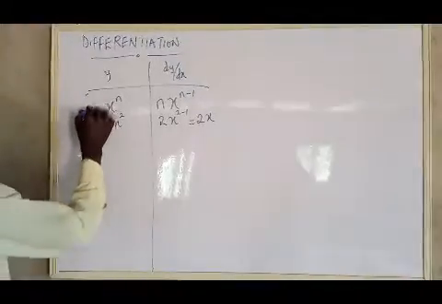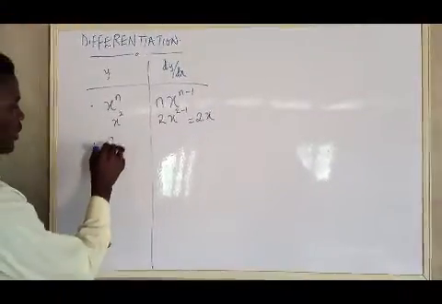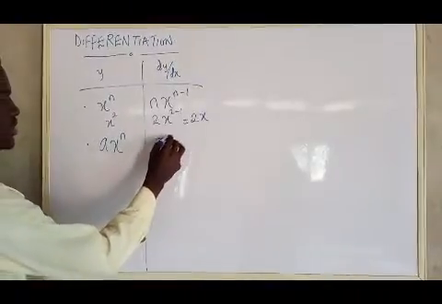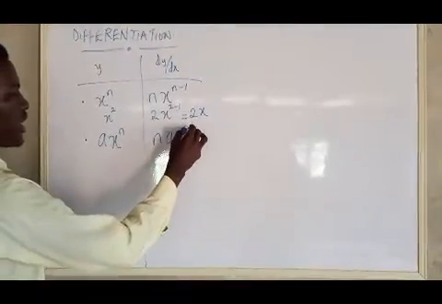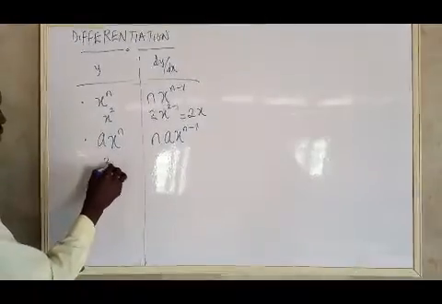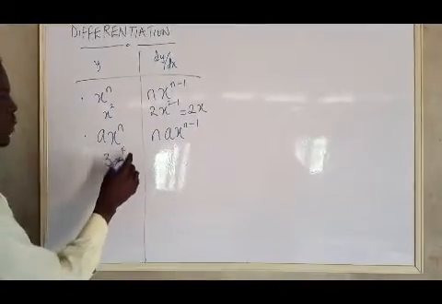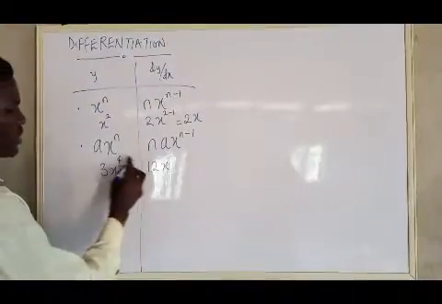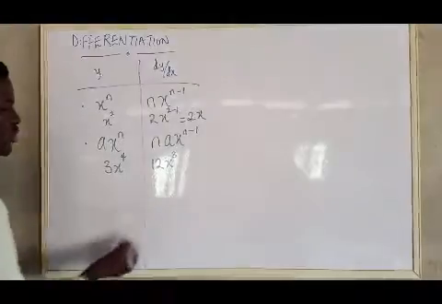The next one is that if you have a x to the power n, it will give what? n a x to the power n minus 1. That is, you multiply your n with this. So if you have something like 3x to the power 4, it will become 3 times 4, 12 x to the power 4 minus 1, which is 3. Do we get that now?